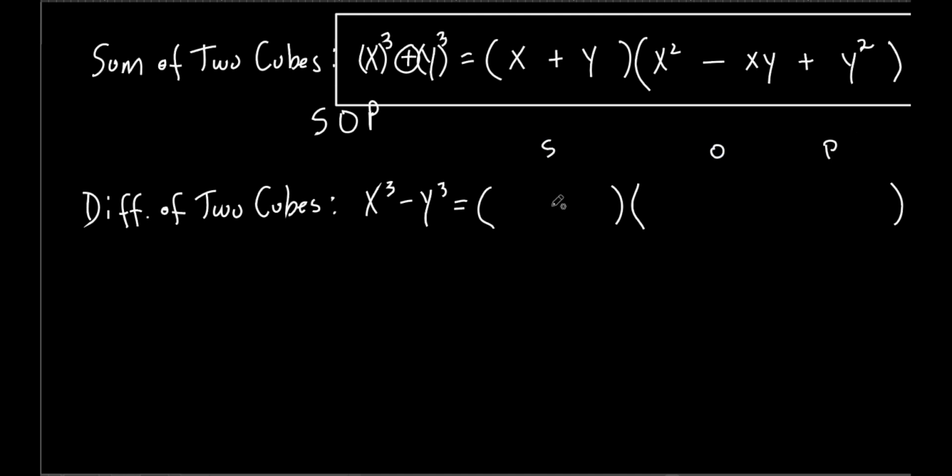So what's the sign going to be right here? It's going to be minus. What's this sign going to be right here? It's going to be plus. What's this one always going to be? It's always going to be plus. Okay, so that one's always going to be plus every time. It's these two that could change, right? So if it's a sum, the first one's positive. If it's a difference, the first one's negative.